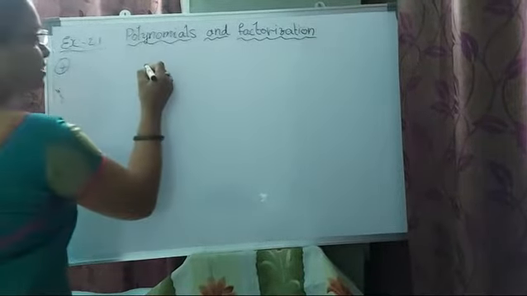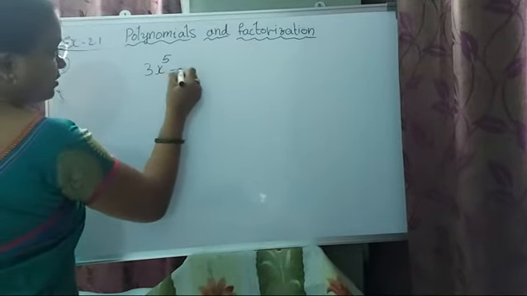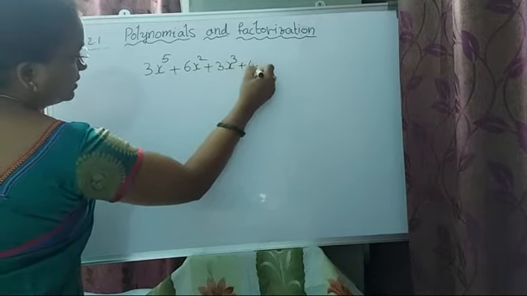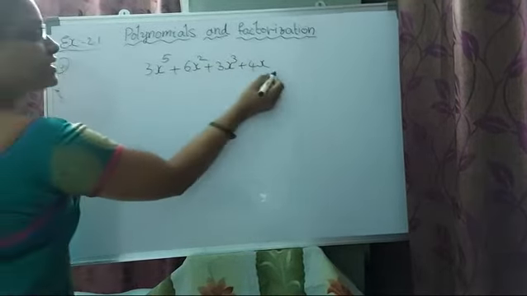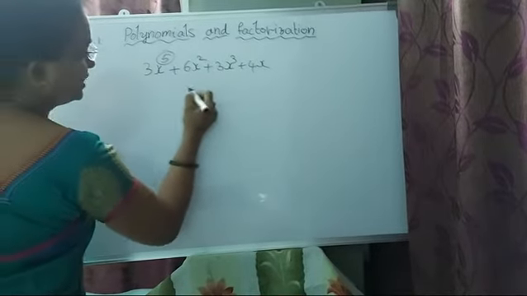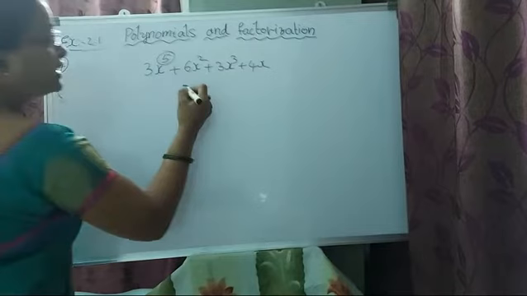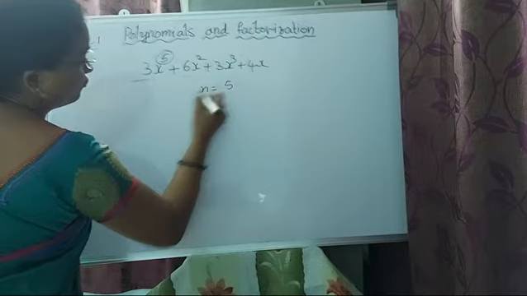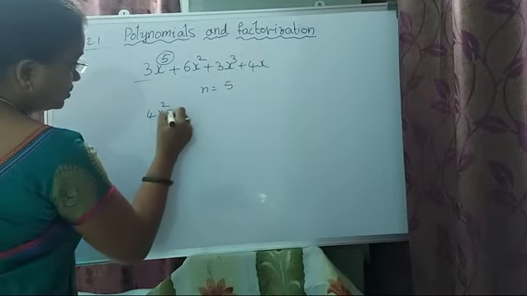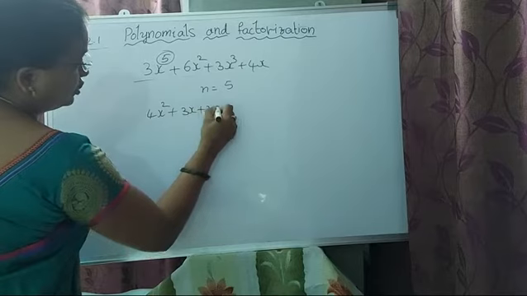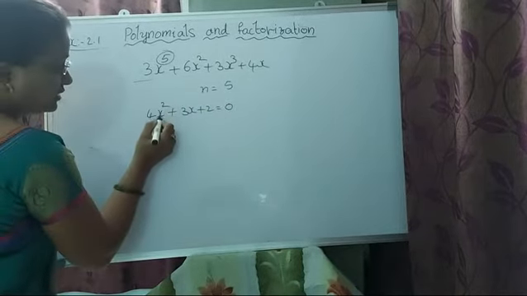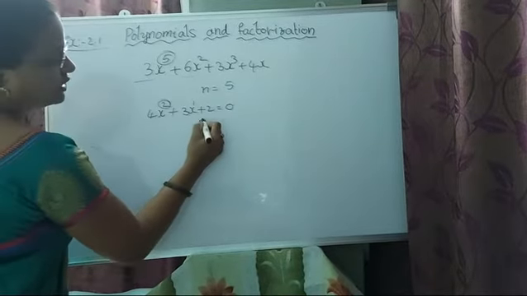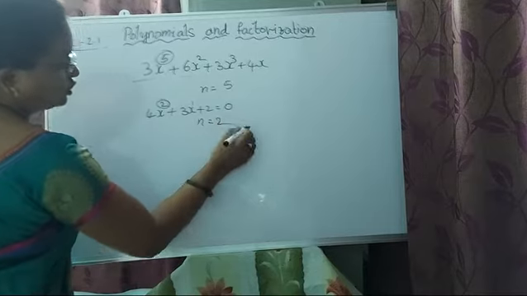See, 3x power 5 plus 6x square plus 3x cube plus 4x. Which is the highest power? 5. So the degree of this particular polynomial is 5, n is equal to 5. For example, 4x square plus 3x plus 2 is equal to 0. The power of this one is 2, here 1, here 0. So the highest is 2, so the degree of this polynomial is 2.